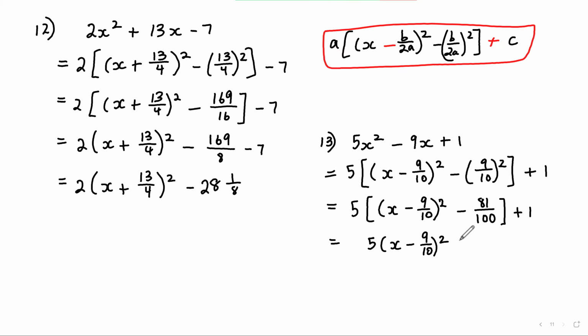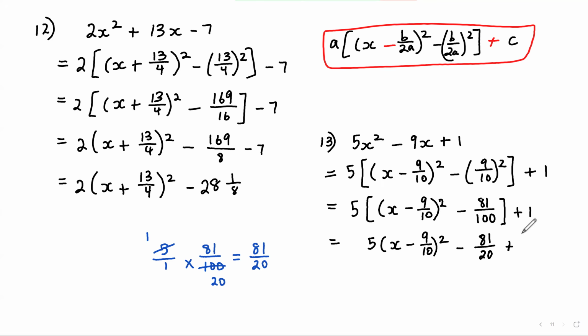5 times 81 over 100 would be 81 over 20. You know why? Because 5 times 81 over 100 will be 5 over 1 times 81 over 100, right? And you could say 5 into 5 is 1, and 5 into 100 is 20. So that's how I got 81 over 20. And then you plus your 1 on the outside.